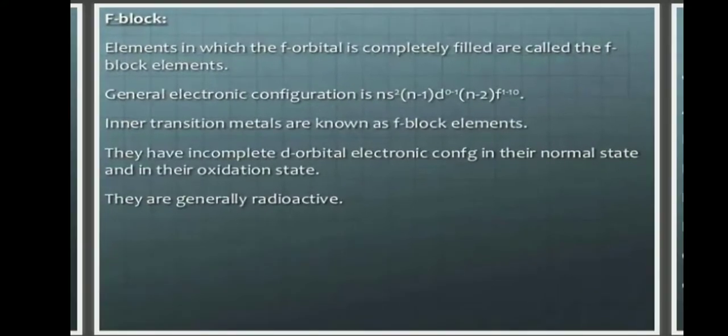And last one, f block elements. Elements in which the f orbitals are progressively filled are called the f block elements. The general electronic configuration of f block elements is ns2 (n-1)d0 to 1 (n-2)f1 to 14. Inner transition metals are known as f block elements.